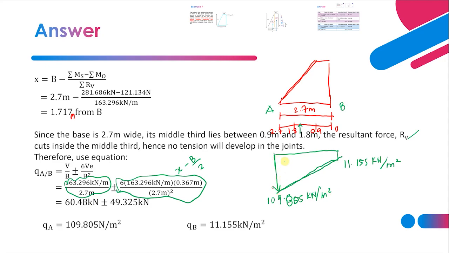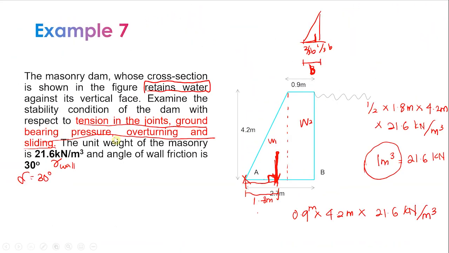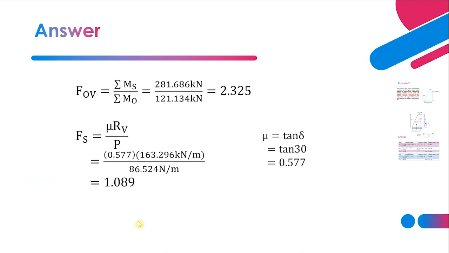Pressure diagram going down like this. So this is ground bearing pressure. The next thing in the question asks you to find the overturning and sliding. Okay, this is the calculation for overturning and this one for sliding. For overturning, you use the formula of total stabilizing moment divided by total overturning moment.